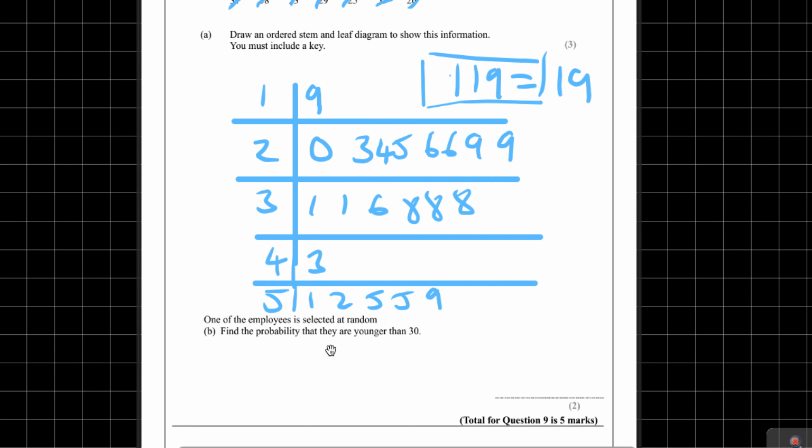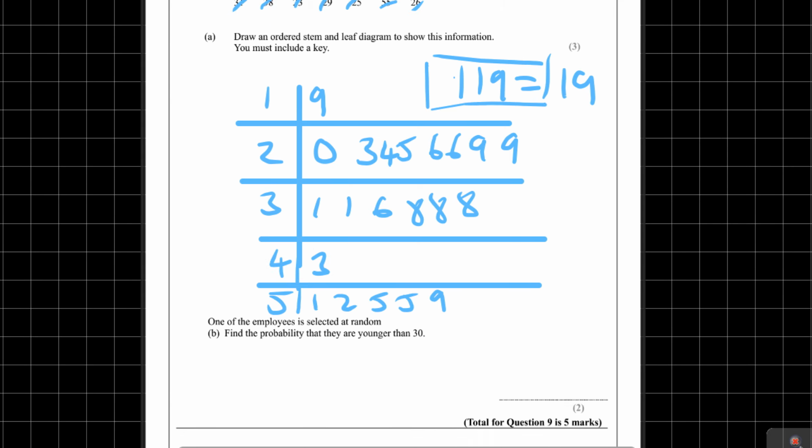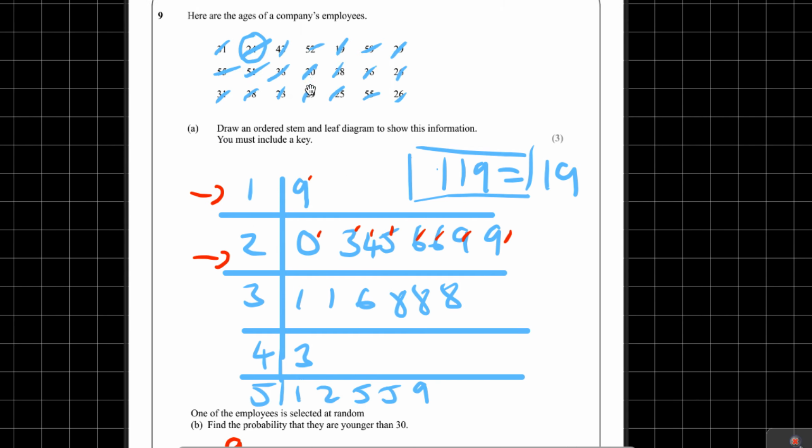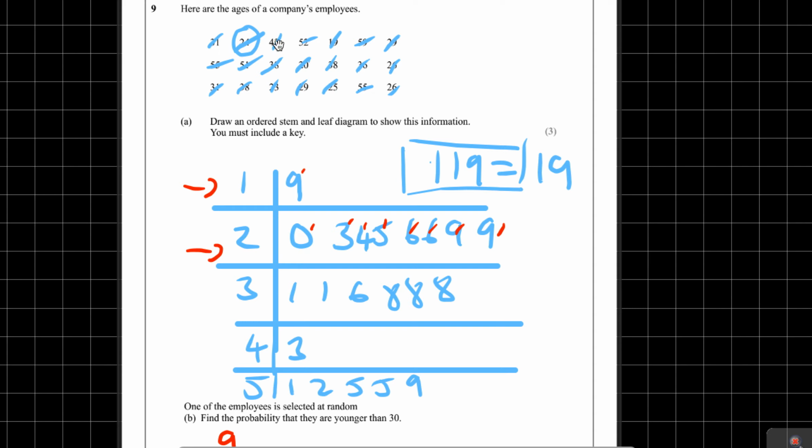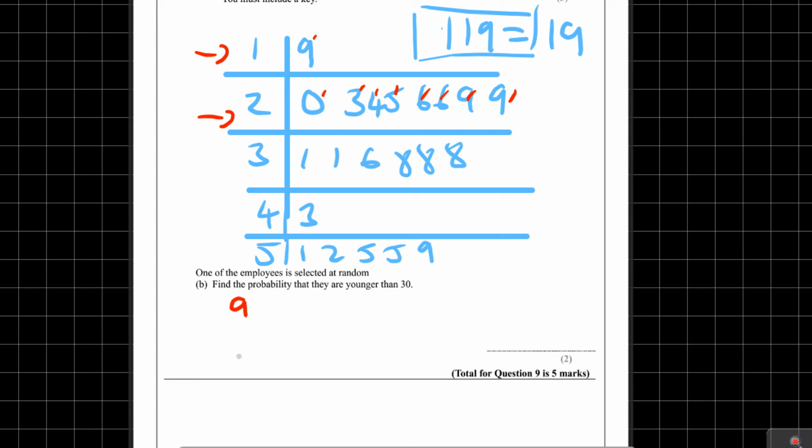Next one then is find the probability that the randomly selected employee is younger than 30. So again, younger than 30 will include all the 20s and all under 19. So we've got 1, 2, 3, 4, 5, 6, 7, 8, 9. So you've got 9 employees that are under 30, and the total number of employees you have is 1, 2, 3, 4, 5, 6, 7, 14, 21. So you've got 21 employees altogether. So you've got 9 over 21, which is divisible by 3. So it's going to be 3 over 7 is your probability.